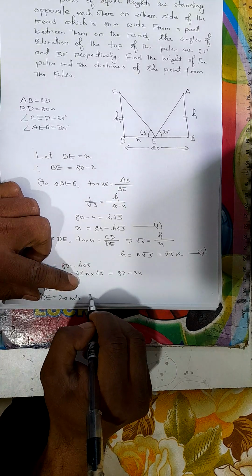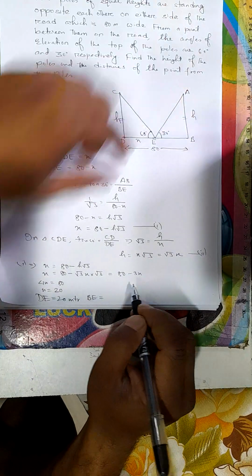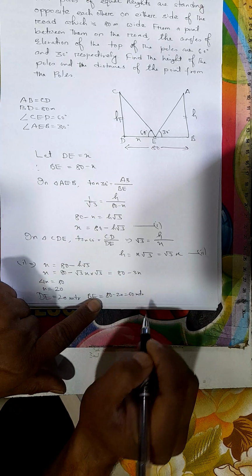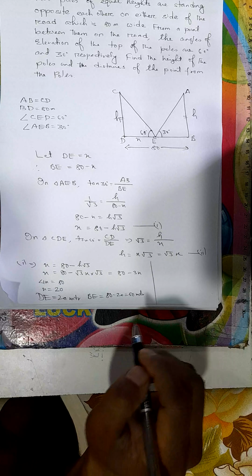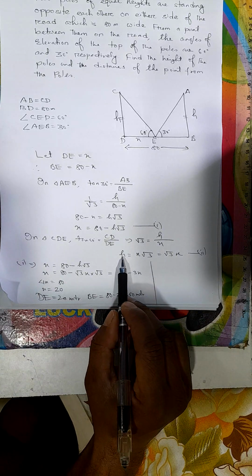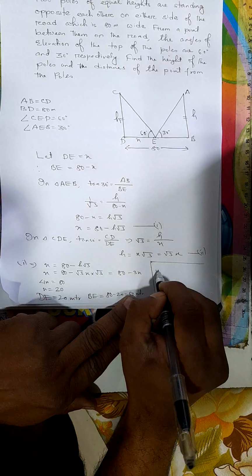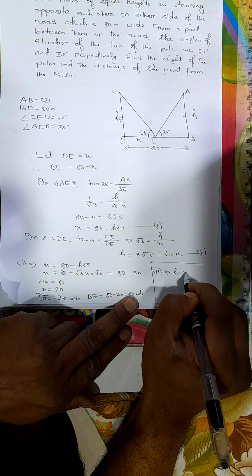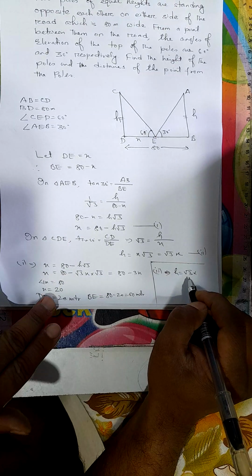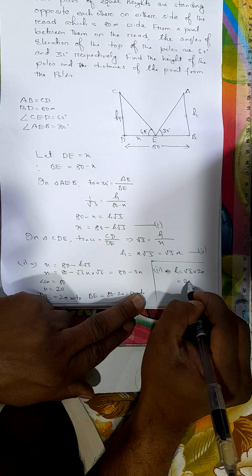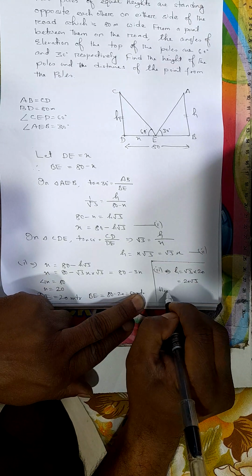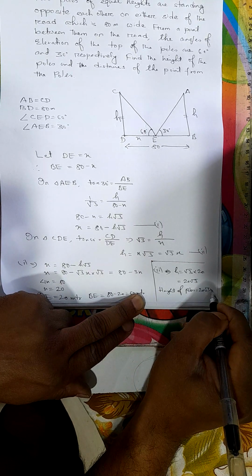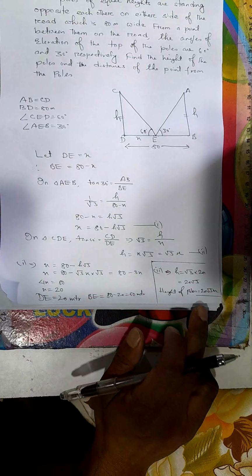Then what is BE? BE equal to 80 minus x. 80 minus x means 80 minus 20, 60 meter. Now you have to find the height of the poles. So let us say equation 2. From equation 2, you can write it. Equation 2 implies that h equal to square root of 3 multiplied by x. X you already got 20. That means 20 root 3. So height of poles is 20 square root of 3 meter. Right? This is the height of the poles.